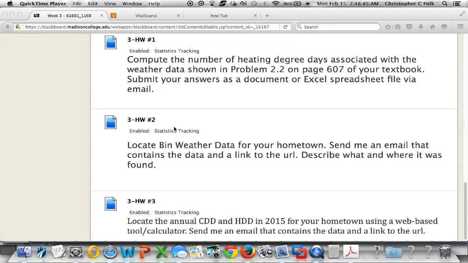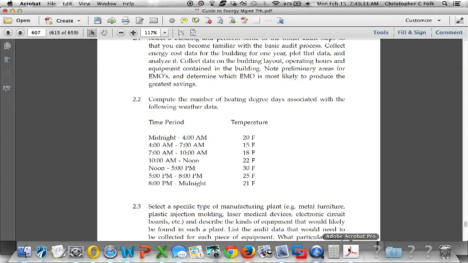So the start of week 5 is going to have us looking more closely at some of the data that we need to calculate in chapter 3. In doing this, I want to review a couple problems that we had assigned in week 3. One of them was problem 2.2 on page 607 of your textbook. You were to submit all your answers as a document or an Excel spreadsheet file via email. This is what the assignment was.